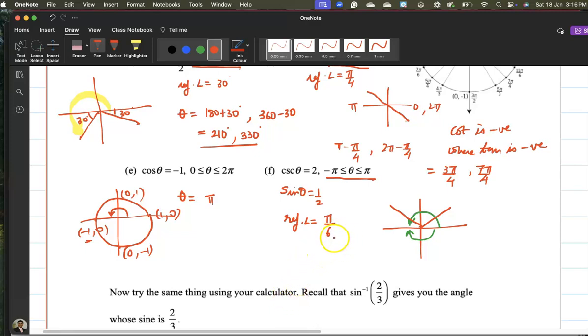No, pi by 6. 6 3s are 18. Remember, 30 is pi by 6. If it's 30, 30 into what will give me 180? 30 into 6. So pi by 6.